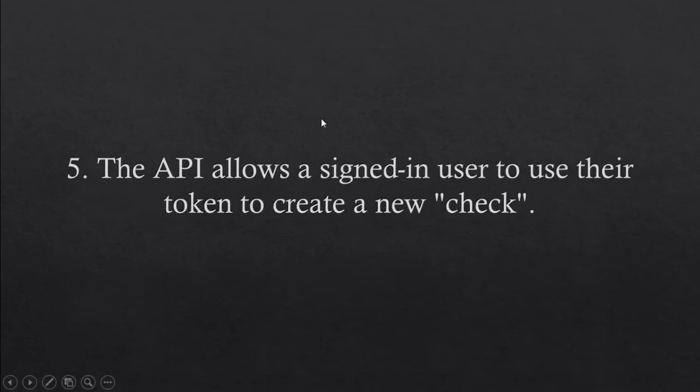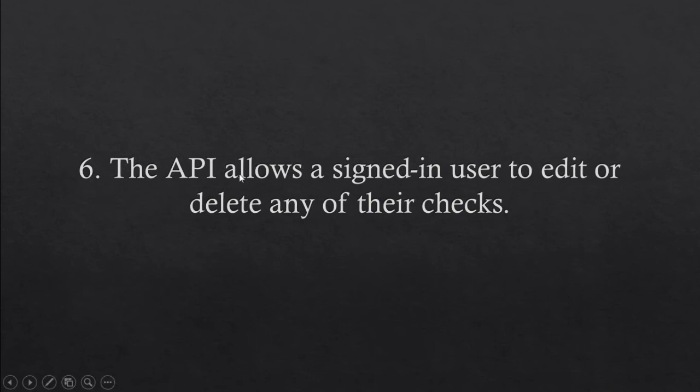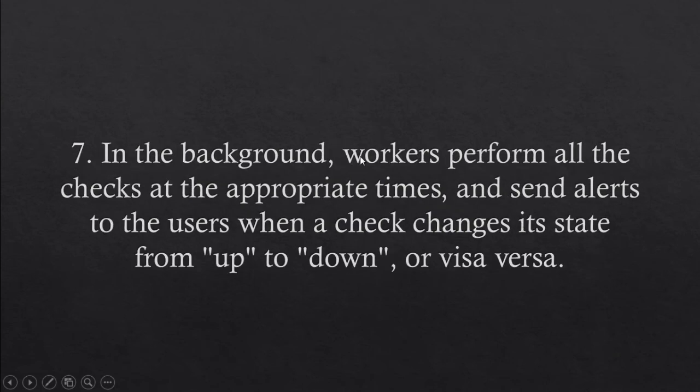Fifth, the API allows the signed-in user to use their token to create a new check, and we're going to be restricting each user to make only 5 checks at a time. Then, sixth, the API allows the signed-in user to edit or delete any of their checks. That's already cool, I think. And the last one, in the background, workers perform all the checks at the appropriate times and send alerts to the user when a check changes its state from up to down or vice versa.